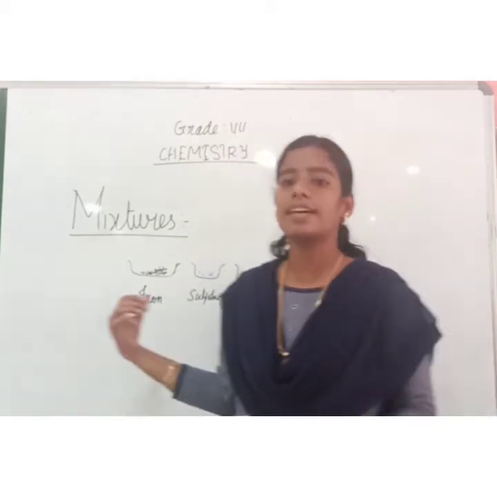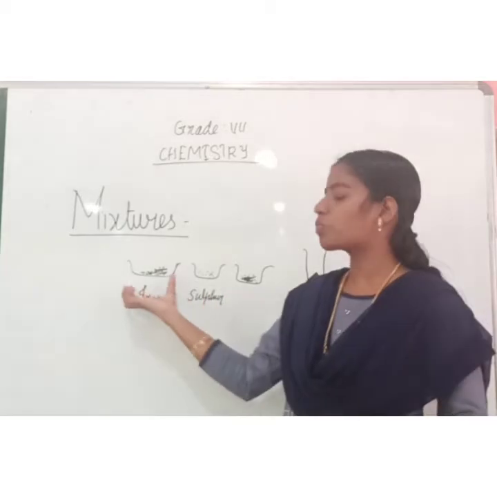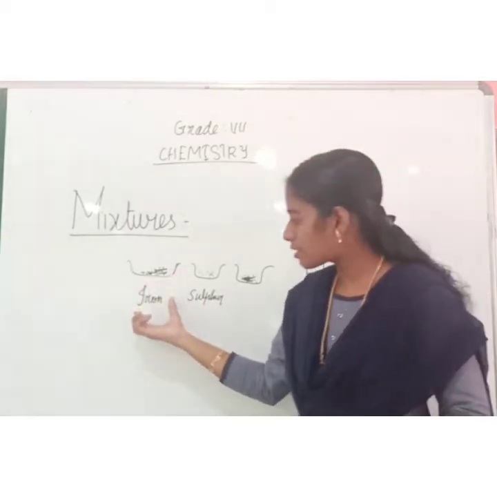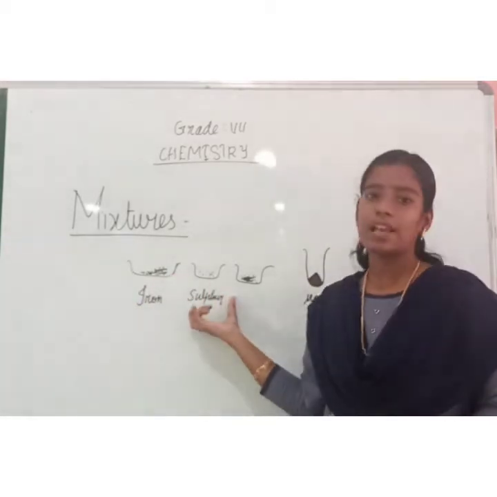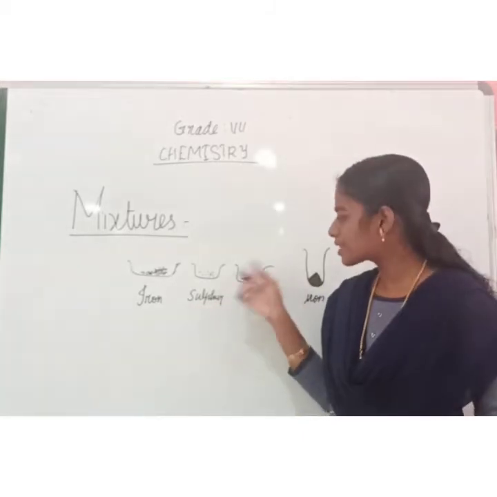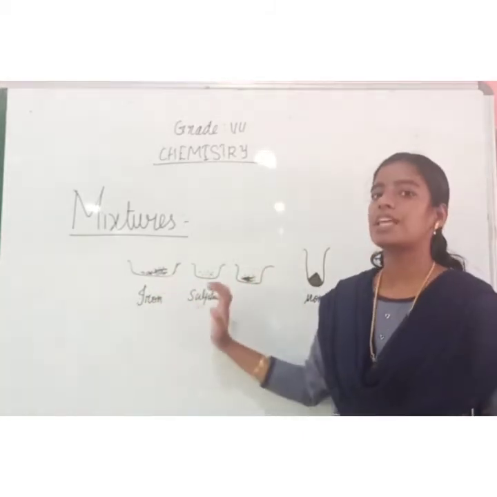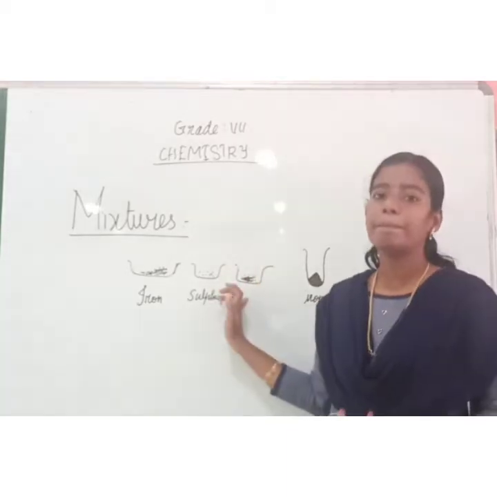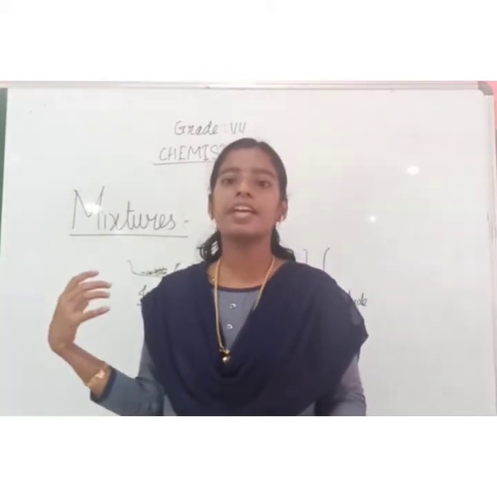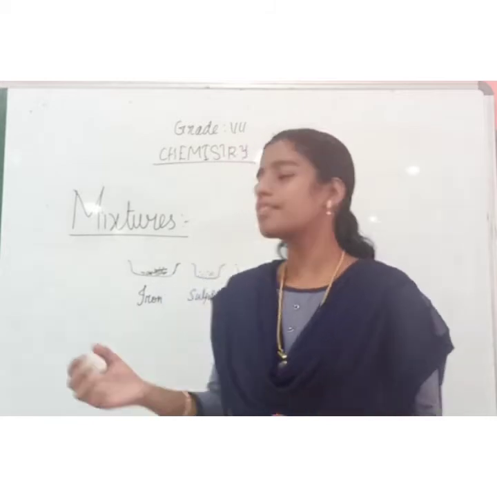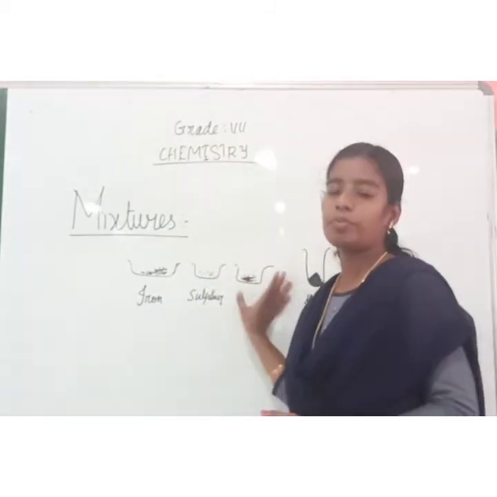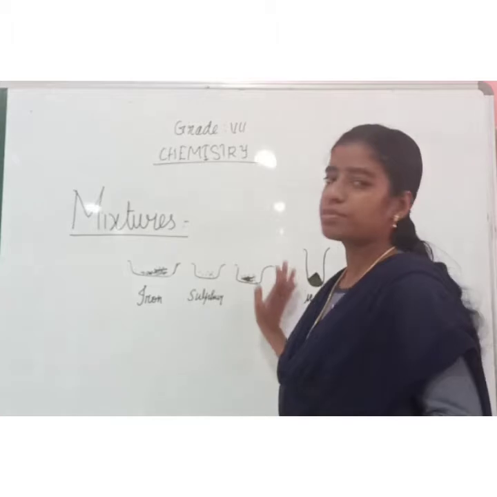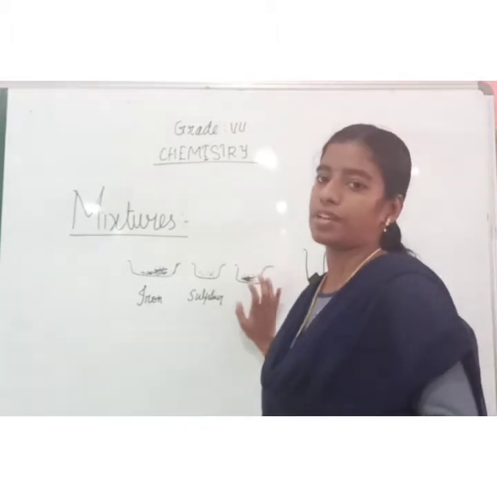Now we can see one example to differentiate between what is a mixture and what is a compound. See here, we have taken one bowl of iron and sulfur powder. Just mix this iron and sulfur in one bowl. We get a mixture. That is, physically we are mixing this iron and sulfur in one bowl. We get this iron-sulfur mixture.